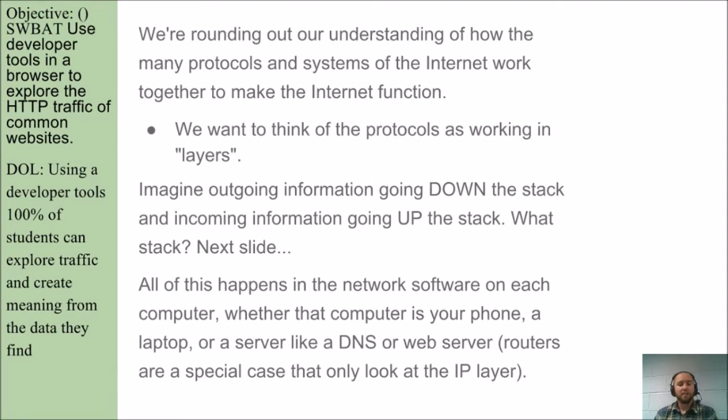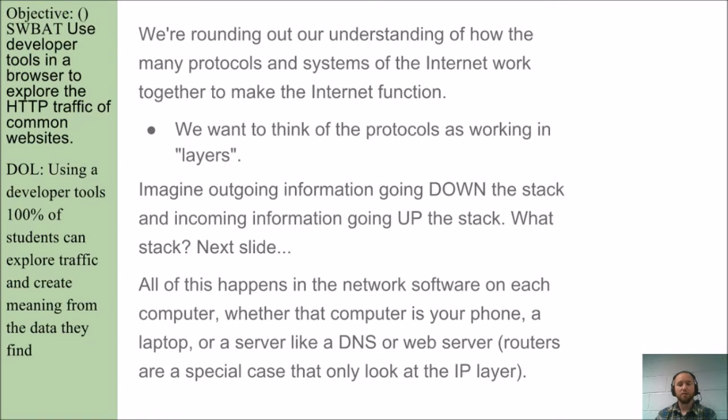So we're rounding out our understanding of how many protocols and systems of the internet work together to make the internet function. We want to think of the protocols as working in layers. You've come to know this as abstractions. Imagine outgoing information going down the stack and incoming information going up the stack. What stack? Okay, I'll talk about that in the next slide. But all of this happens in the network software on each computer.